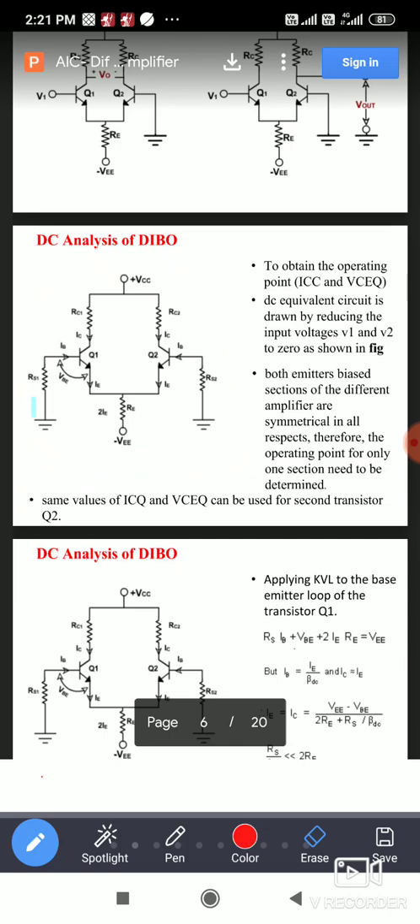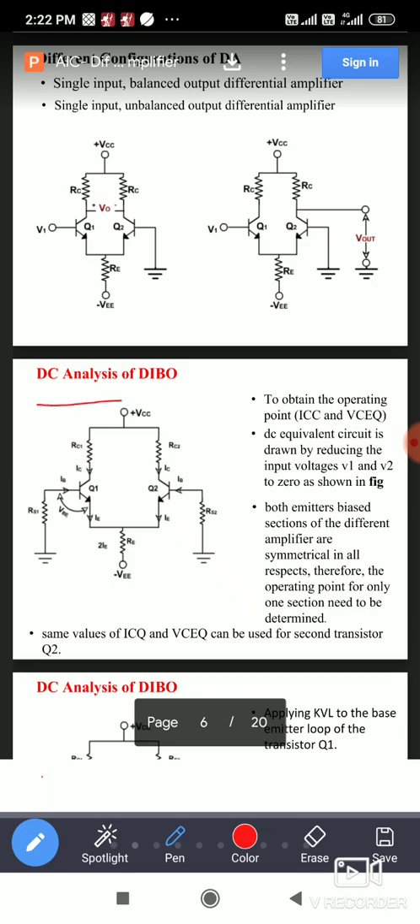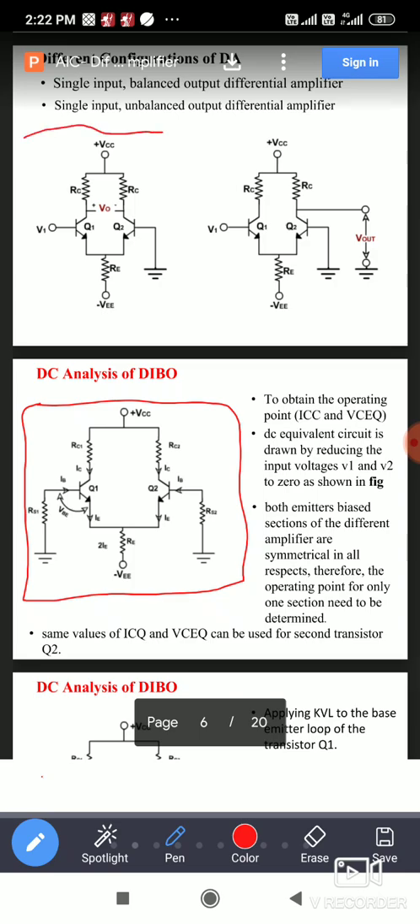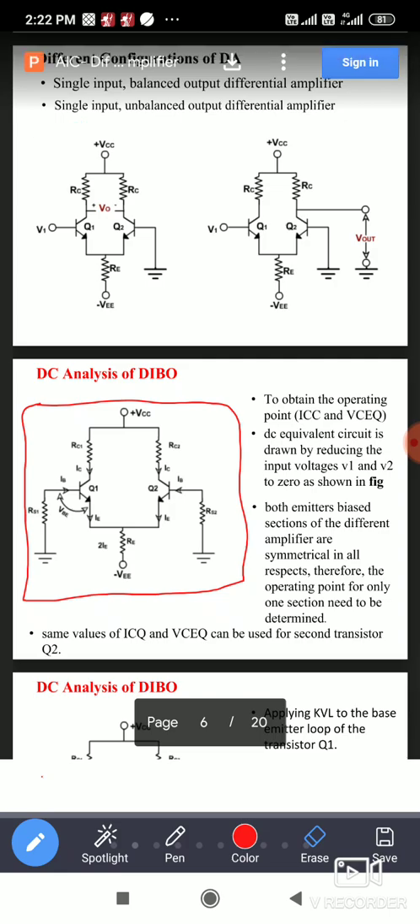So once again I will take the PPT down. Now you can easily observe. This is the DC equivalent circuit of the DIBO, and the original DIBO circuit is above, which has two inputs, and the output is taken between the collector terminals of the transistors. Now if you compare, VCC is present here in the DC equivalent circuit, minus VEE is also present, all resistors are present, transistors are present. So what is the change here?